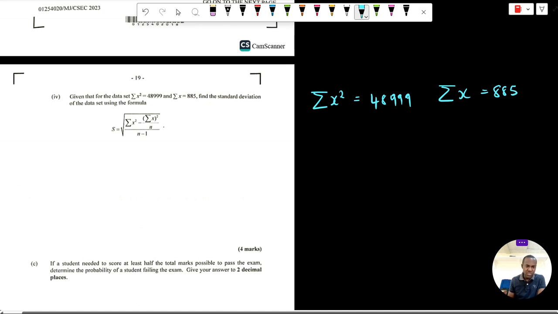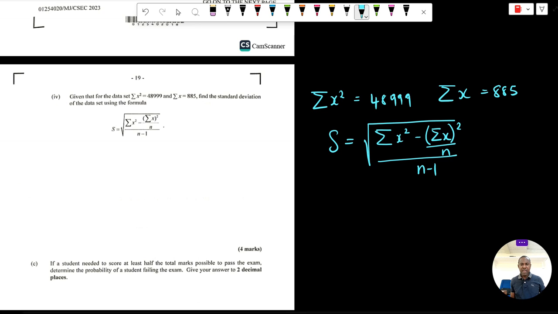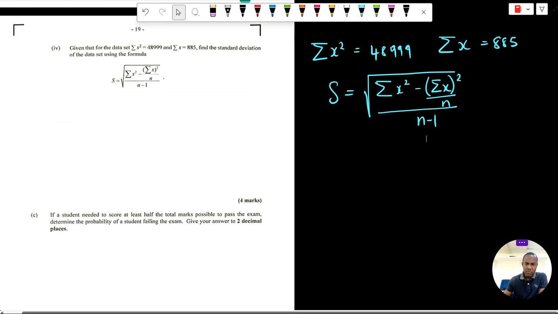And we're told to find the standard deviation using the formula S is equal to the square root of sigma x squared minus sigma x all squared over n, and the entire thing is over n minus 1. So this basically requires us to substitute the values into the formula and find the standard deviation S of the data set. So let's proceed to doing that, right?